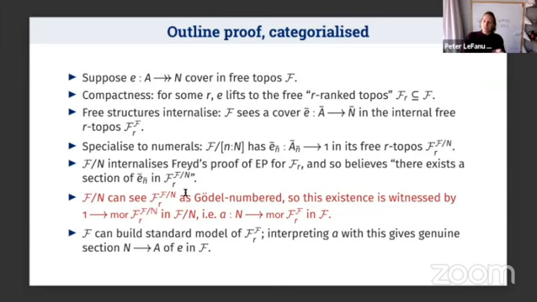And again, then we want some sense in which we can say categorically that the free topos or its slices can see that the internal free finite rank toposes are Gödel numbered. And so that gives us this existence witness again. And again, we want to also be able to say that the free topos can see, in some sense, the standard model of the finite rank fragments.